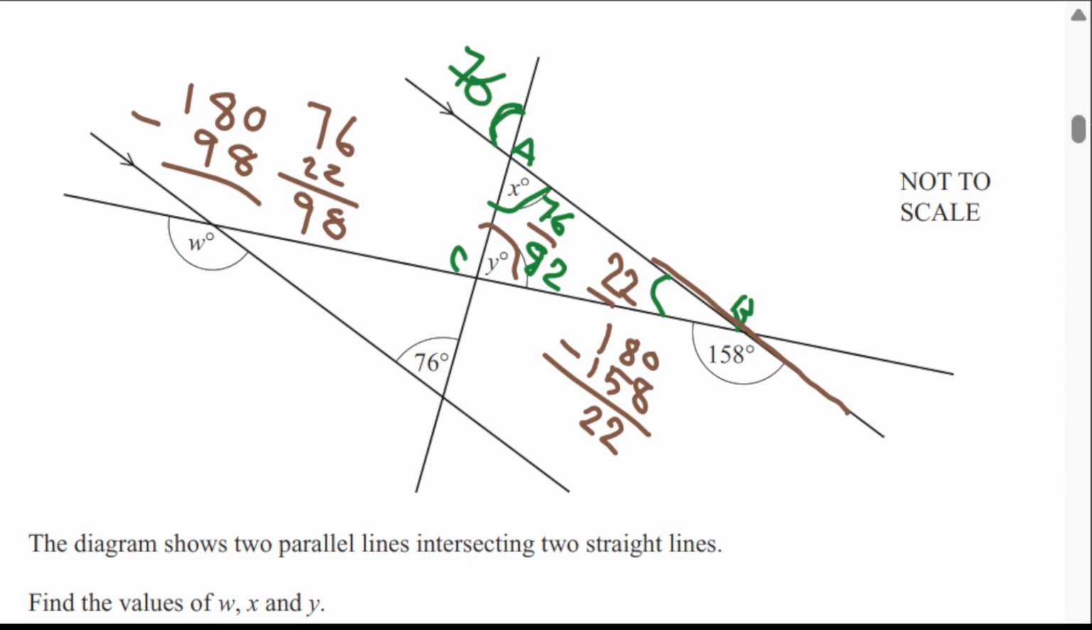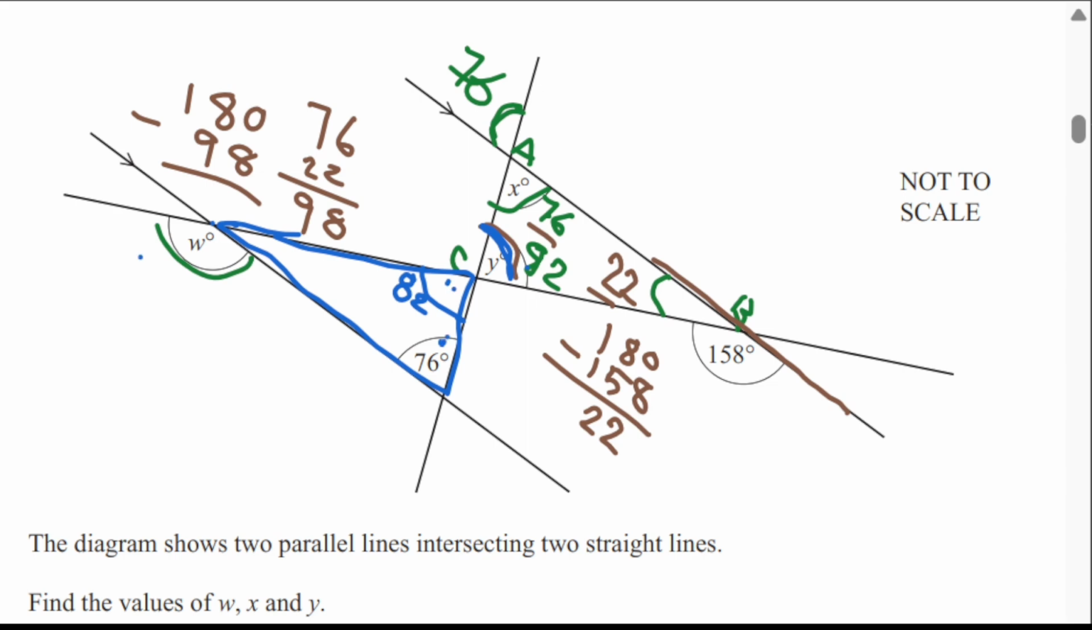Now finally, we need to find W here. To find W, let's find this angle here. If the angle Y is 82, so this angle is 82. And now W is an exterior angle for this triangle here, right? The exterior angle is equal to the sum of the two far angles here.